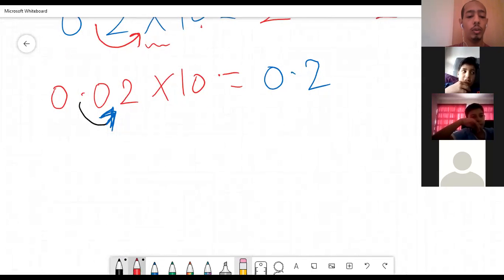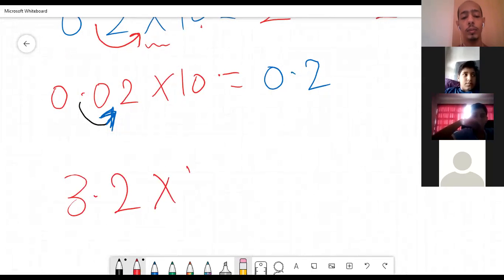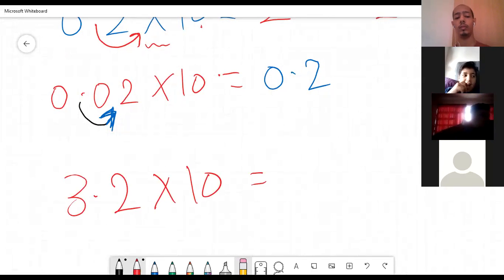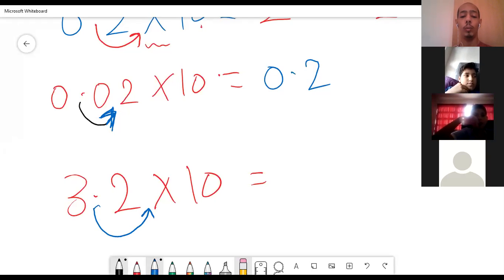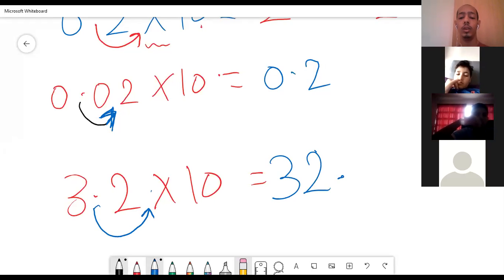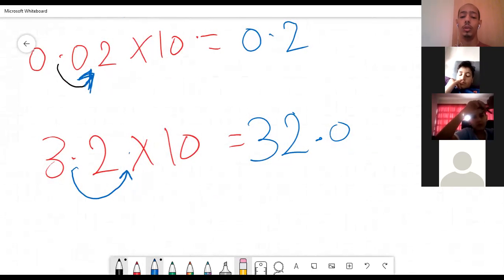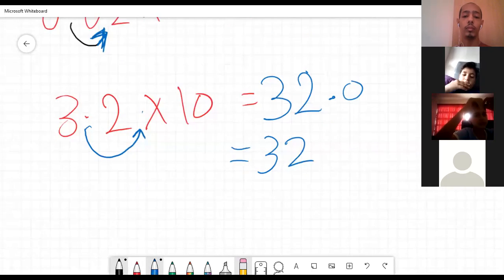What is 3.2 times 10? 32. Why? Because we moved the decimal point one place to the right. So it will be 3, and the decimal point should be after the 2 here, right? So what should be here? 0. So the number is 32. You can write it like 32 without the decimal point because we have zeros. This is the same. Okay?